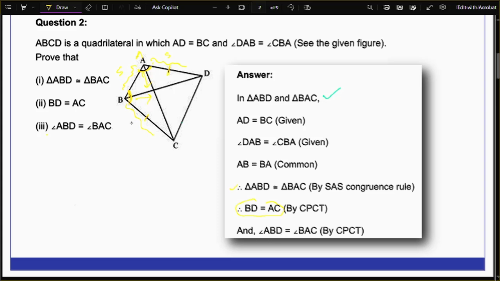Hence, angle ABD and angle BAC are also the same. Angle ABD is the angle facing side AD, and AD is the same as BC. So the angle facing BC will be this small angle, BAC. Okay, so this is question number 2.